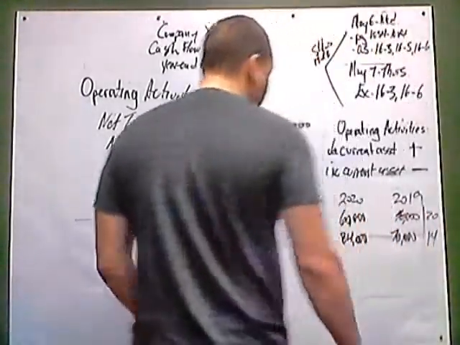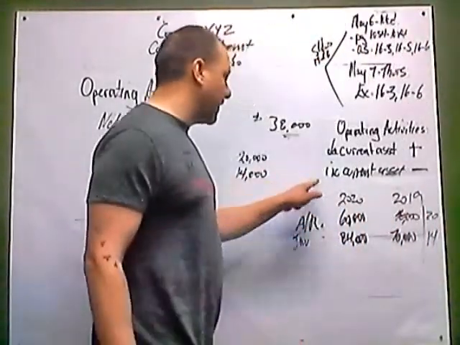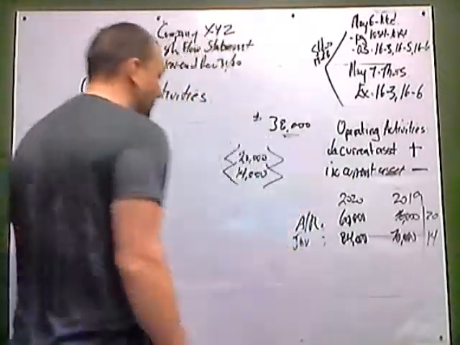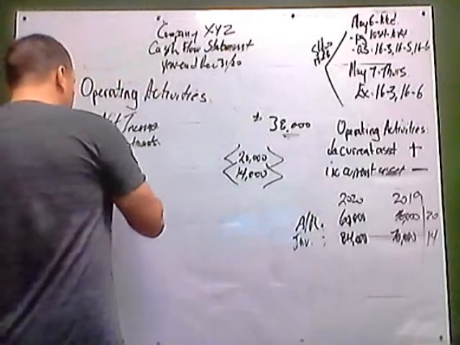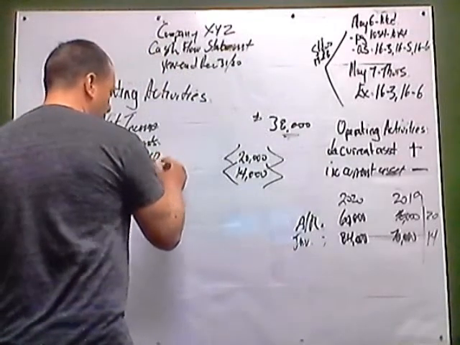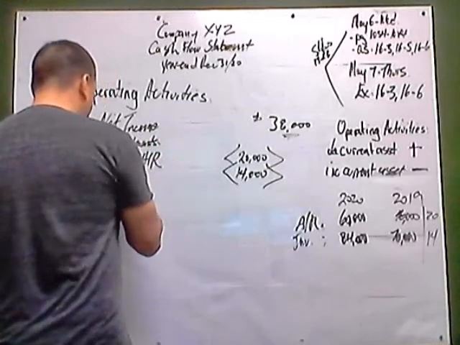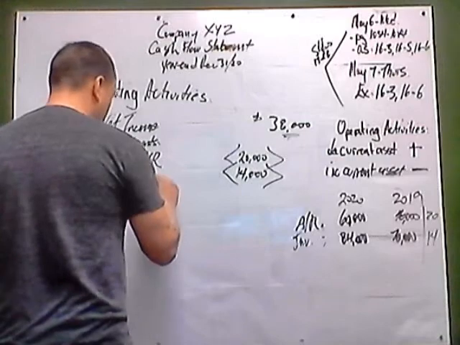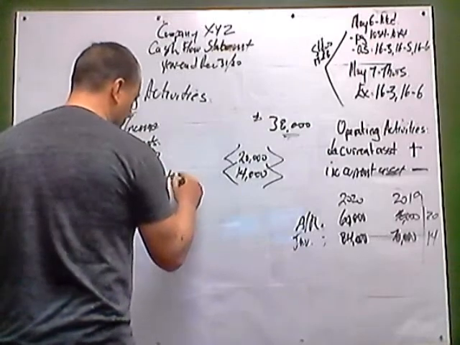So we had an increase in our current asset. With an increase in our current asset, we want to subtract the differences. I couldn't read that initially. Increase in AR, so we subtract the increase, and we subtract an increase in inventory.